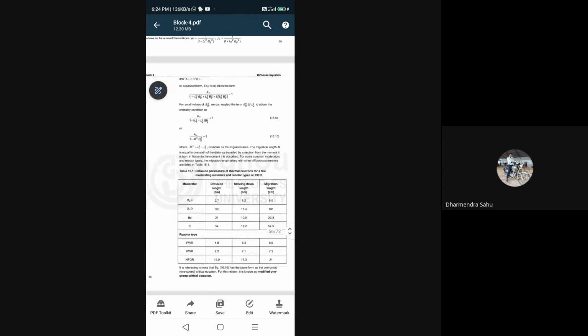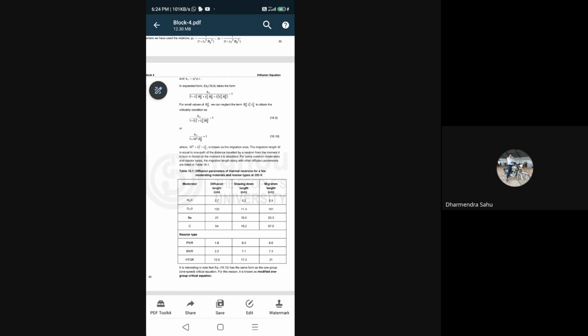The migration length M is equal to 1/6 of the distance traveled by a neutron from the moment it is born in fission to the moment it is absorbed. So for some common moderators and reactor types, the migration length, along with other diffusion parameters, can be placed in a tabular form. So for water H2O, your diffusion length is 2.7 centimeter. The slowing down length is 5.2 centimeter. The migration length is 5.9 centimeter.